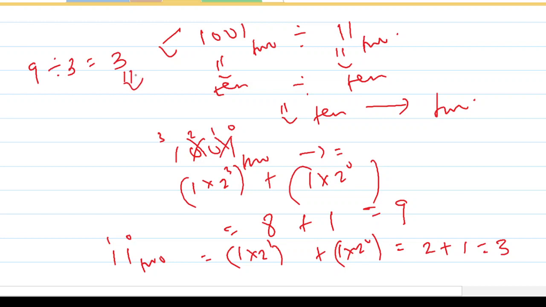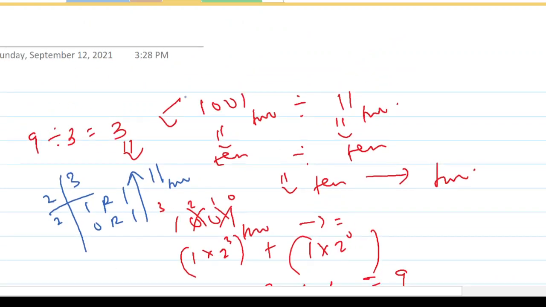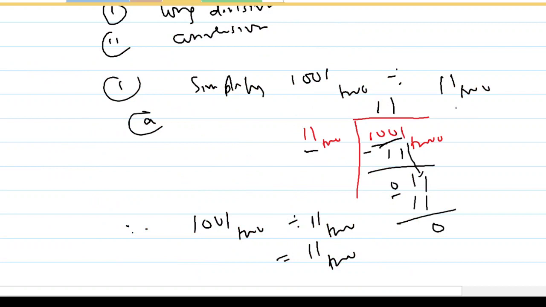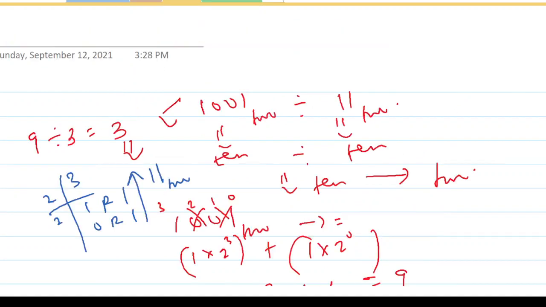If you now convert this number back to base 2, 3 in base 2, then I'm going to have something of this nature. 2 in 3, 1 remainder 1. 2 in 1, 0 remainder 1. If you write it backwards, you have 11 base 2. If you check it, you will see that it is the same thing as what we obtained here. So I know for sure you can use the two methods now.